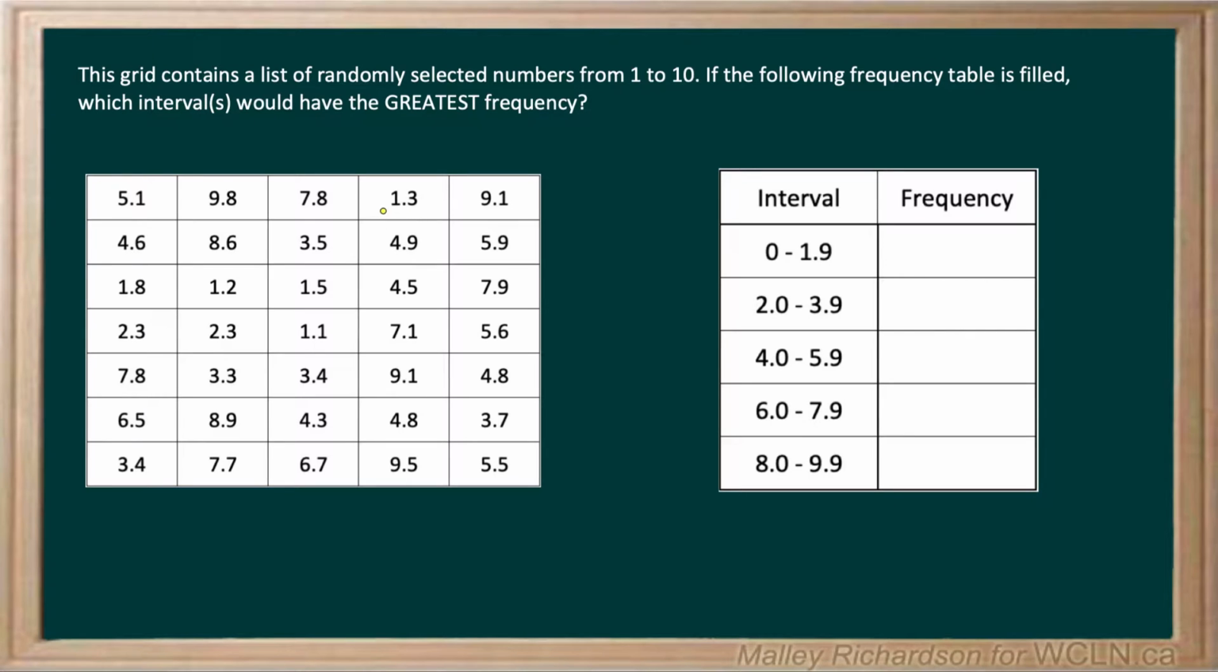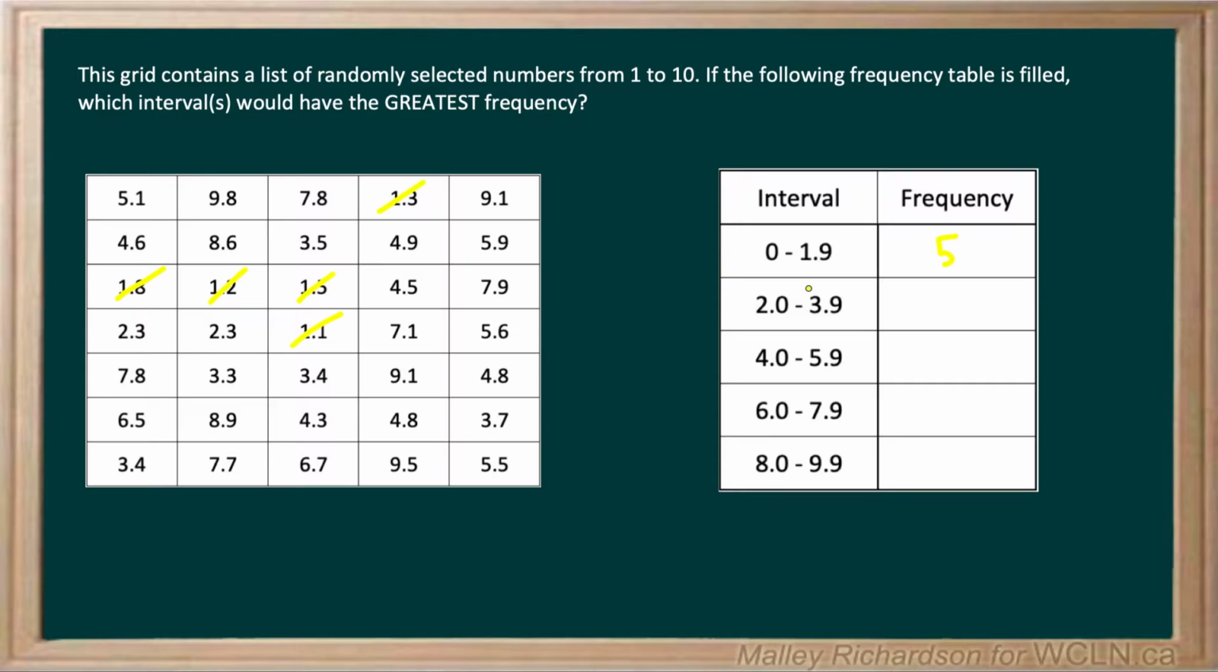So counting this in yellow, we first have 1.3, then 1.8, 1.2, 1.5, and 1.1. And as we can see, we have 5 numbers, so the frequency is 5 for the interval of 0 to 1.9.